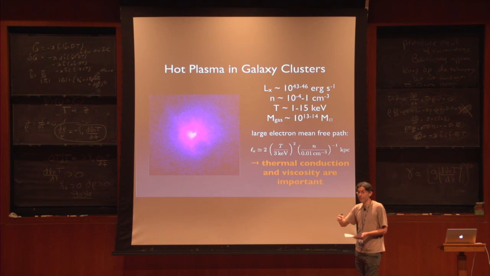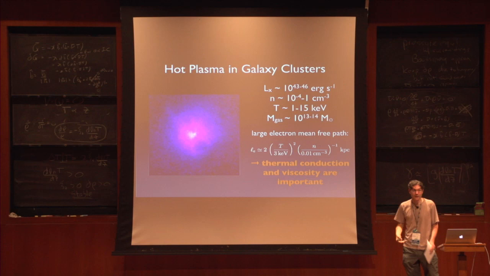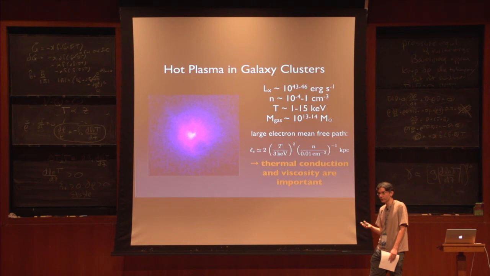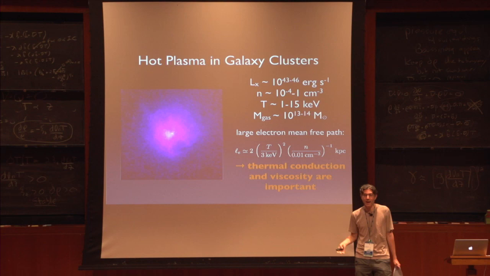So the mean free path of electrons is actually quite large. Thermal conduction is very important. And there's a lot of ongoing work studying the instabilities that I just described to you in the context of galaxy clusters. I think this really is an area of continuing research where we still don't fully understand all of the implications of these instabilities for galaxy clusters, but it's a very active area of research. So I'll stop there.